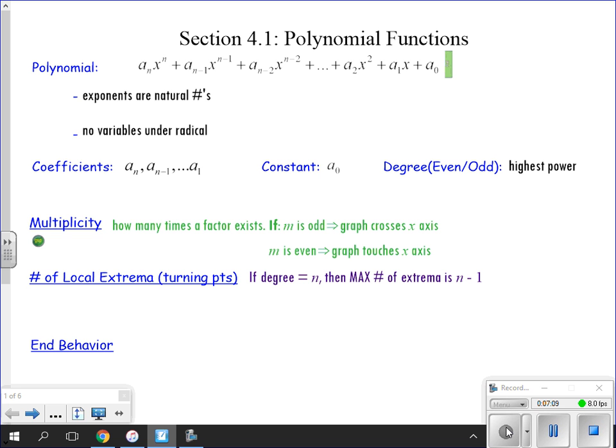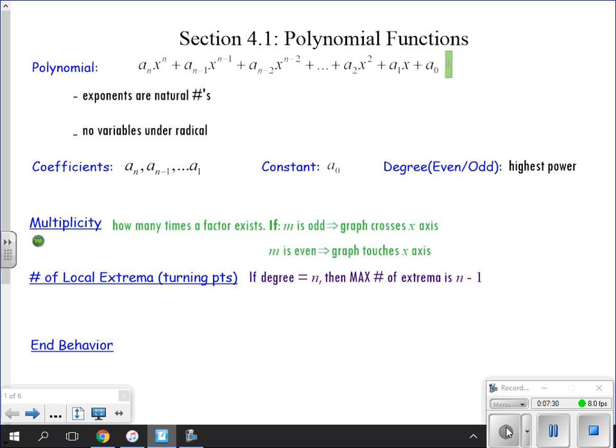The degree will tell you how many possible maximums and minimums there are. Not how many there are, but what the possibility is. And there's a difference between that. You have to understand that the possibilities and what actually exist are two different things. You know you're not going to have more than that.